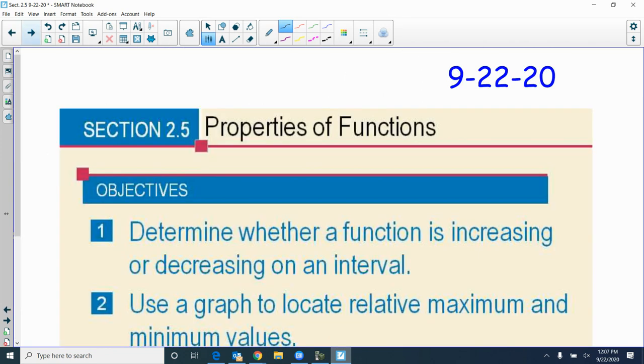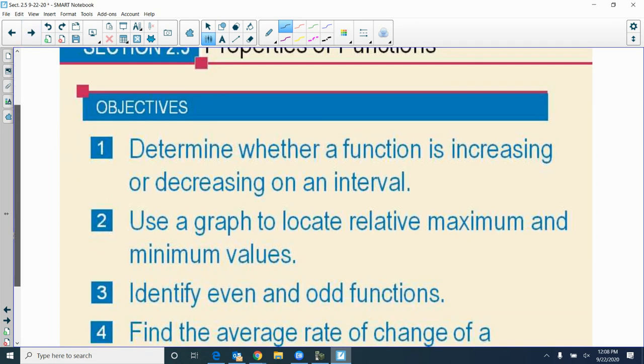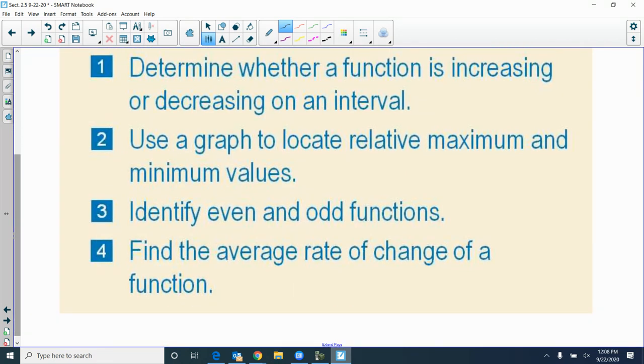Today is a busy day. It's going to take most, if not all, of the period. I apologize now, but we have to move to get through all this. There's a ton of stuff in 2.5. We've got increasing and decreasing functions, relative max, relative min, and even and odd functions, which is probably what you're least familiar with.